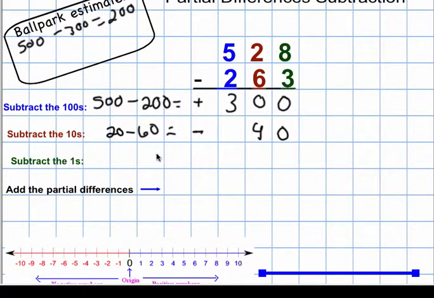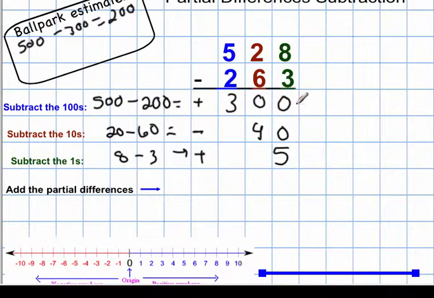And now we're going to subtract the ones. We have 8, take away 3. And that's going to give us a 5, a positive 5. So now we're going to add, keeping in mind that we have a negative number in here, so we're going to have to actually subtract this first part.